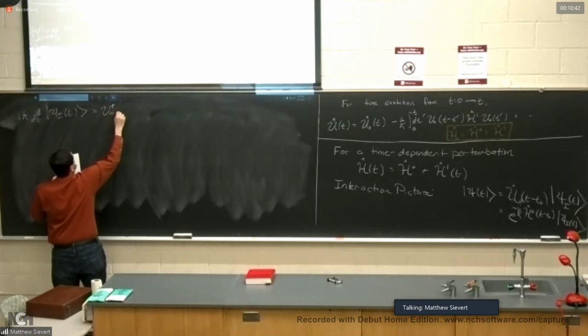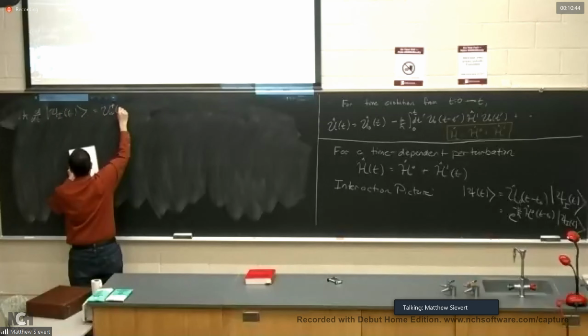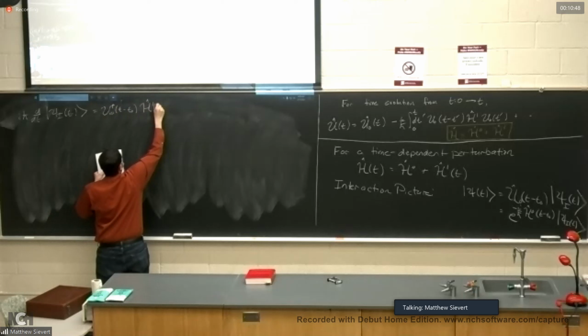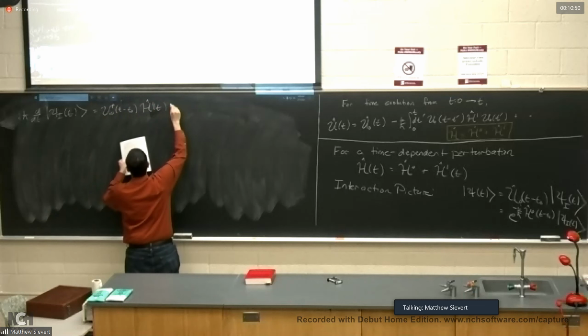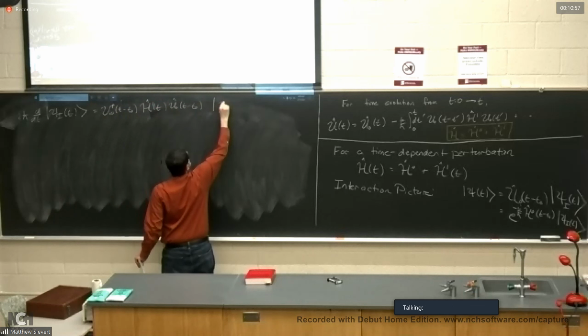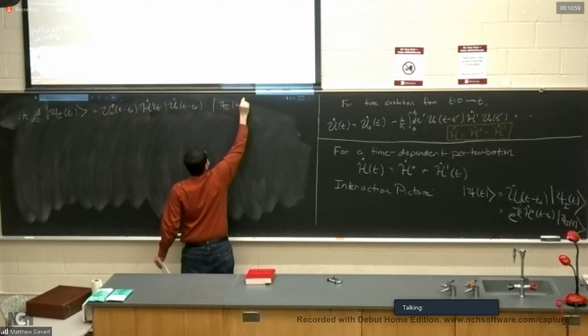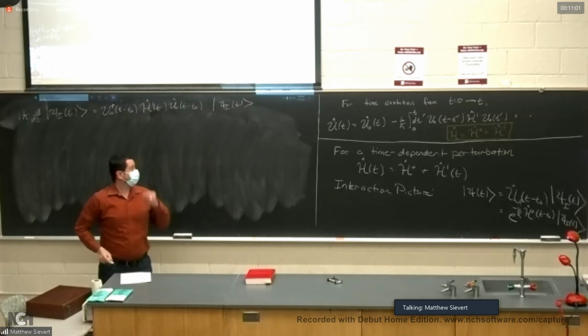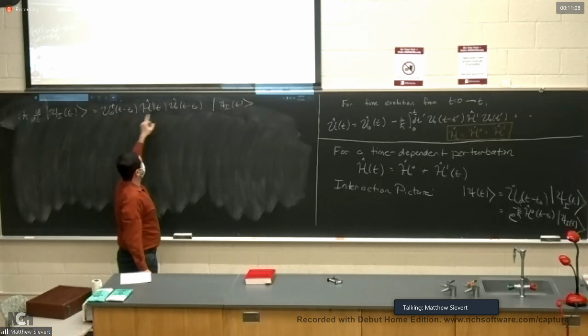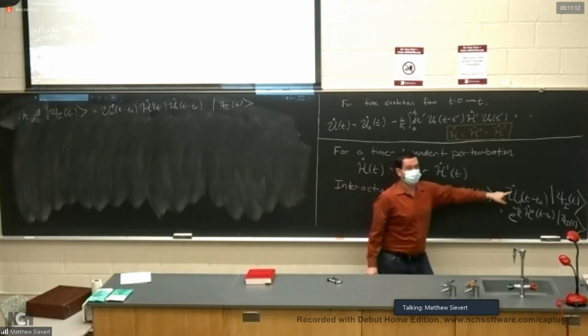So we get something which is U naught dagger of t minus t naught, H1 of t, U naught of t minus t naught. So this looks like the Schrodinger equation in the moving frame. It's driven entirely by H1, but rotated from the lab frame, so to speak, to this moving frame.